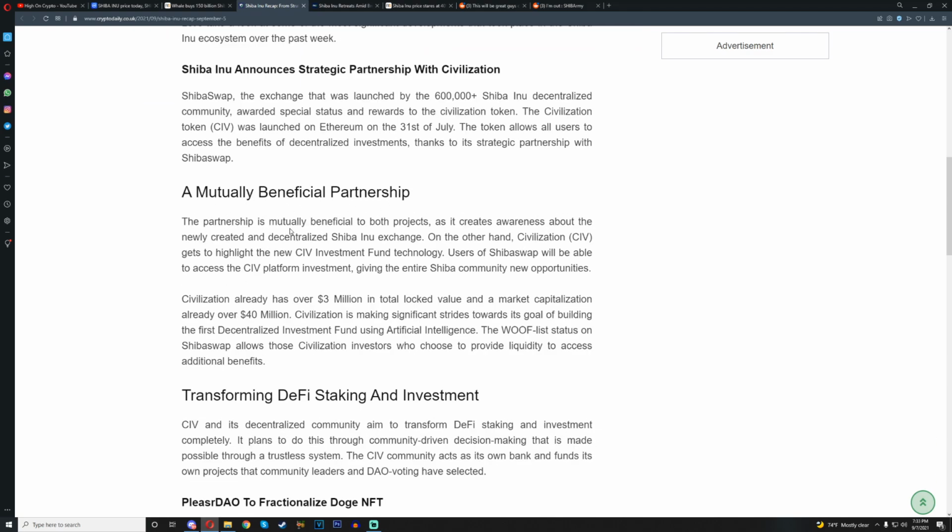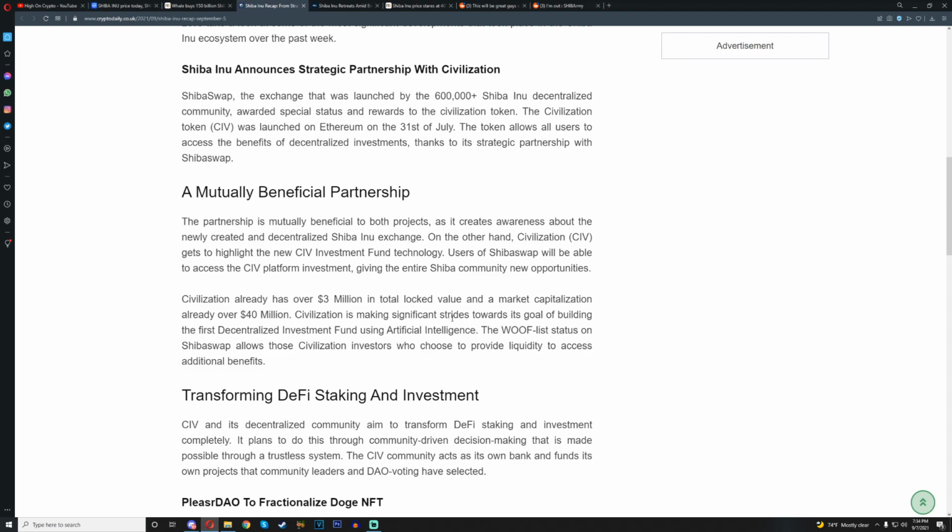The partnership is mutually beneficial to both projects, as it creates awareness about the newly created and decentralized Shiba Inu exchange. On the other hand, Civilization gets to highlight new investment fund technology. Users of ShibaSwap will be able to access the Civilization platform investment, giving the entire Shiba community new opportunities. Civilization already has over $3 million in total locked value, and a market capitalization already over $40 million.